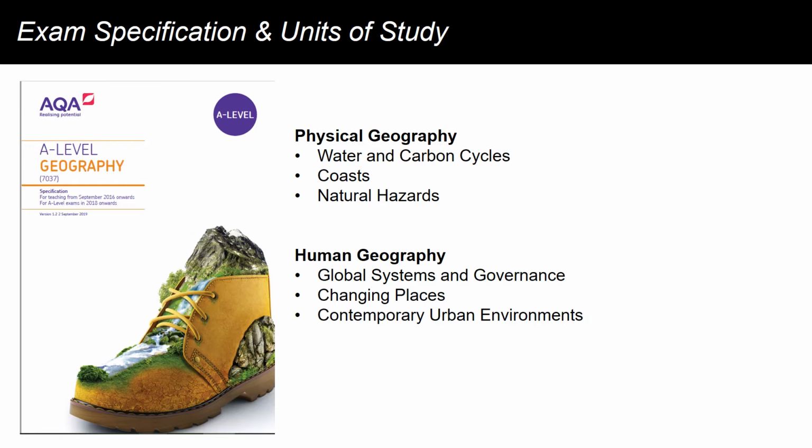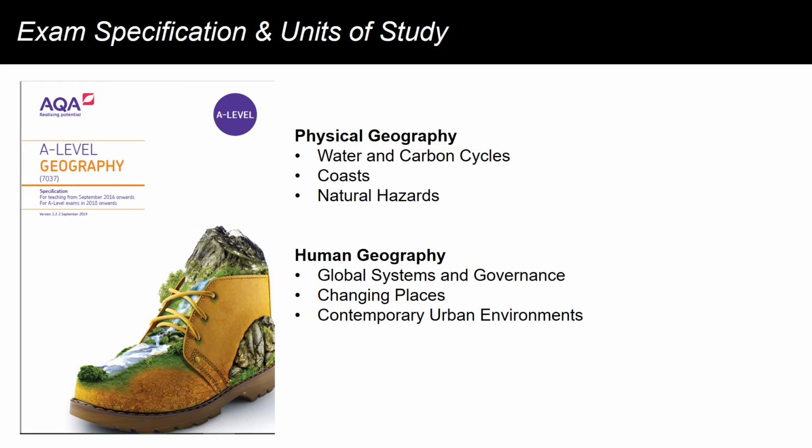We look at coasts, taking what we've done at GCSE a stage further, understanding how coastal processes operate, how they link together, how our coastal system operates as a dynamic equilibrium, and how human interference is affecting that. Finally, from a physical point of view, we look at natural hazards, at earthquakes, volcanoes, tsunamis, at tropical storms, wildfires. We look at the science behind these, the impact they have, but also how we can manage them in an effective way.